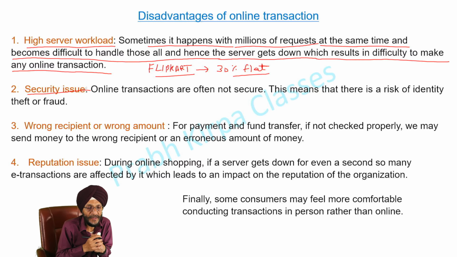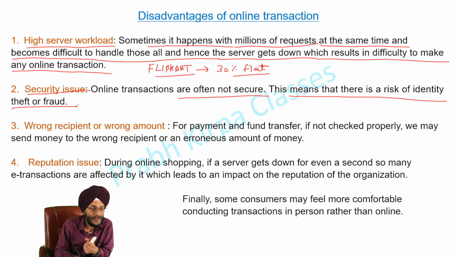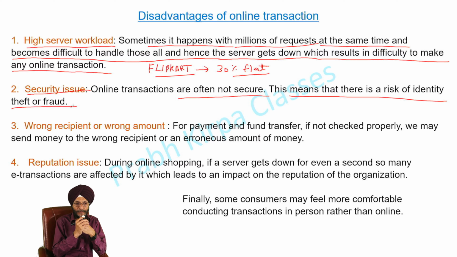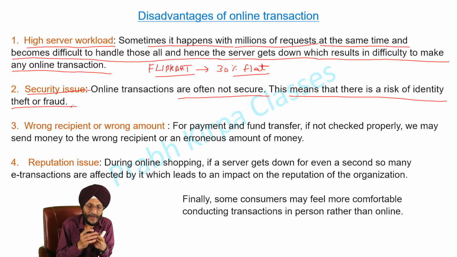Next point of limitation of online transaction is security issue. Online transactions are often not secure. This means that there is risk of identity theft or fraud. It happens that we have opened, say, the Flipkart site, but there are some hackers or other persons who may have made their web page or website which appears to be that of Flipkart, but it may start with say HTTP, which is not a safe site.